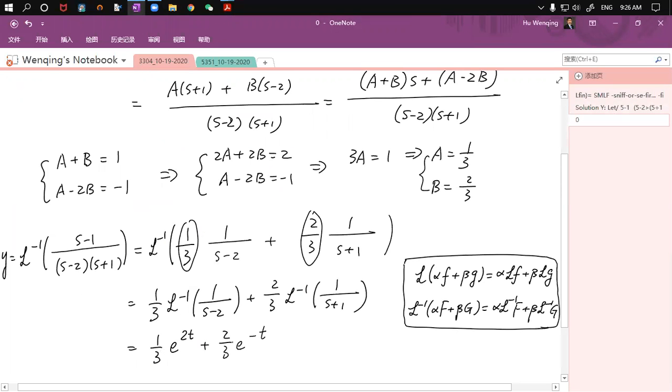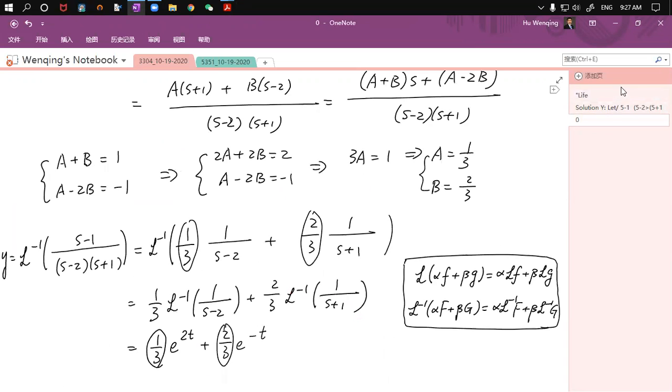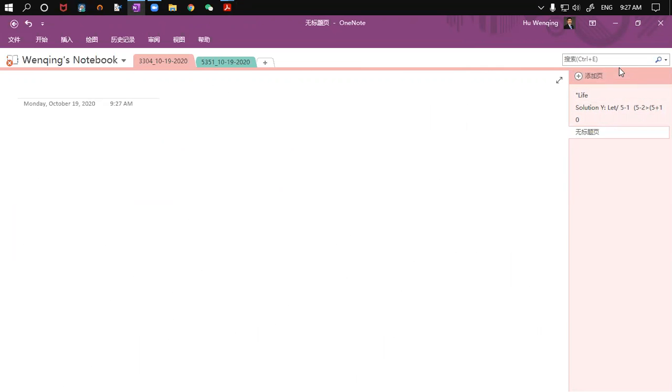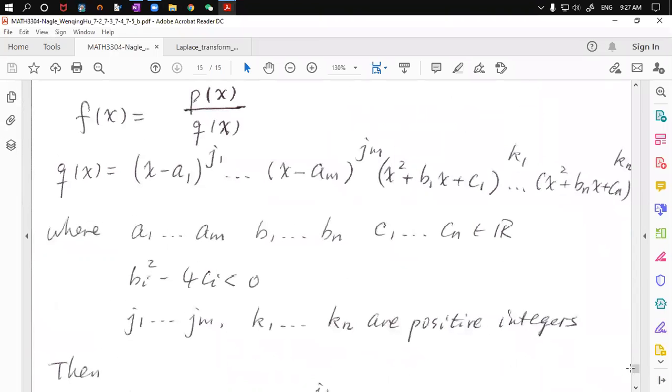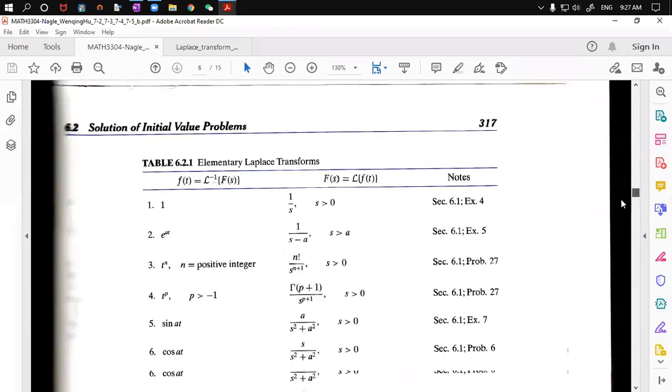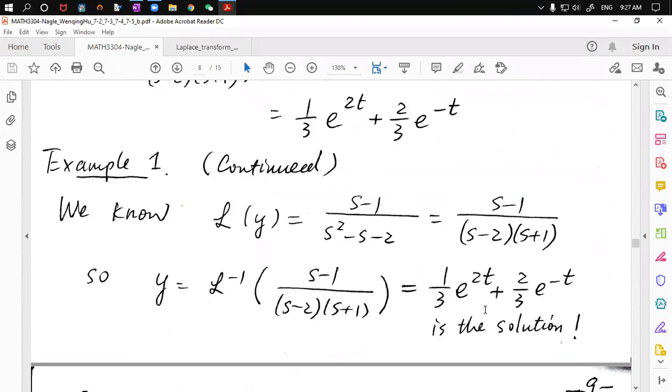Is that good for everybody? Okay, so this is kind of the power of Laplace transforms. You can see that we have never been calculating these two constants, 1/3 and 2/3. They pop out immediately in the partial fraction decomposition, simply because we have already taken care of the initial conditions in our decomposition formula. Is that good for everybody? So this is a nice example of how Laplace transforms help you to solve initial value problems. Is that good for everybody?